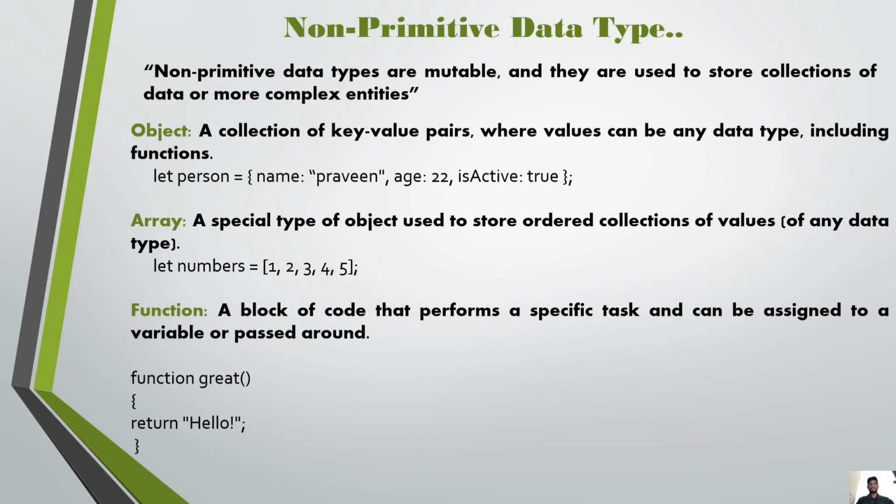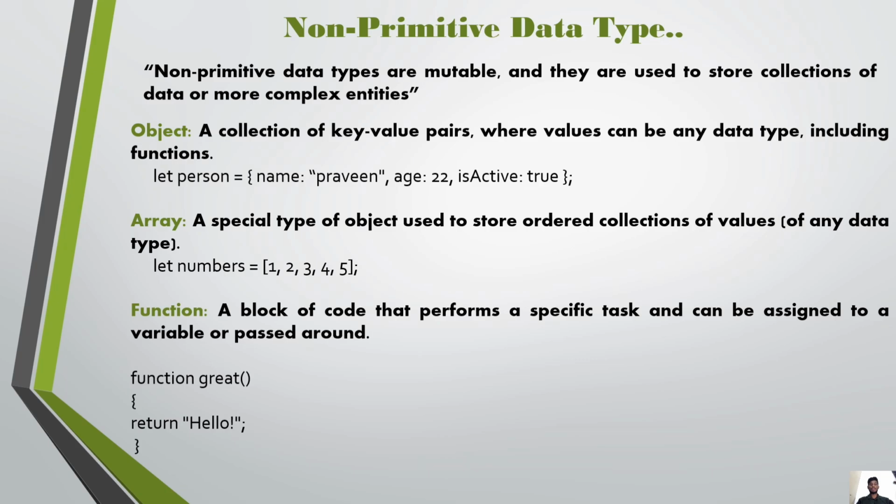Object: a collection of key value pairs where values can be of any data type including functions. Let person equal to name is the key, Praveen is the value, same age is key, 22 is value, isActive true.